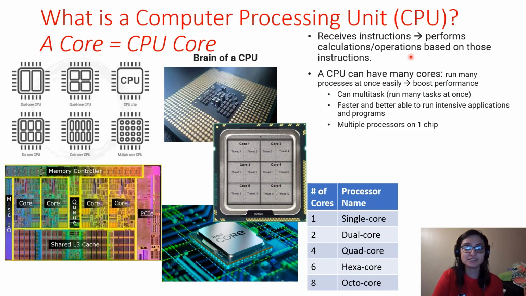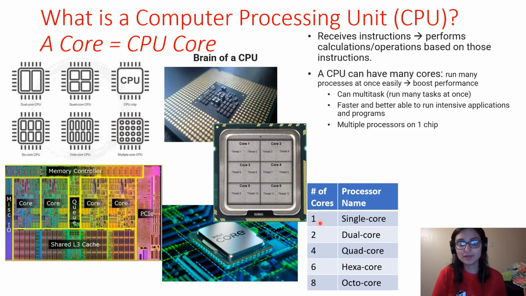So a computer processing unit can have many cores. So it can run many processes at once easily, which can boost the performance. It can multitask, it can run many different things at the same time. So it's definitely recommended, if you're doing really intense things, to get more cores. It can run many tasks at once, it's faster, and it can run these intensive applications and programs, especially in the biomedical data sciences. And if you have many cores, then you could have multiple processes on one chip.